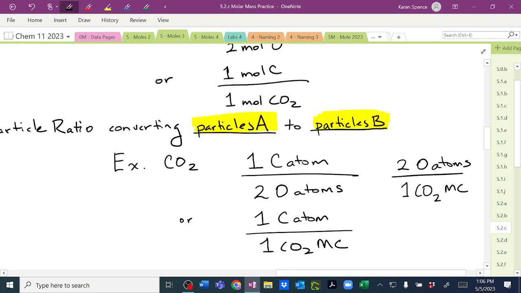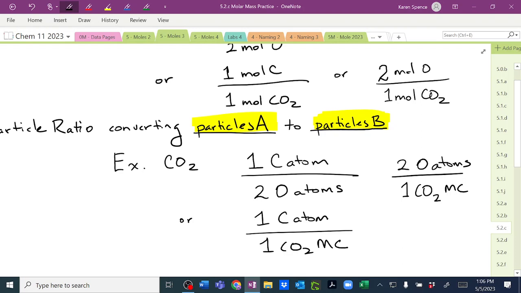molecule. And we could do the same up here, is we could have 1 mole of O atoms per 1 mole of CO2. No, what? Yes, 2 moles of O atoms. Sorry. There we go. 2 moles of O atoms per 1 mole of CO2. So we have Avogadro's number. We have mole ratio. We have particle ratio.